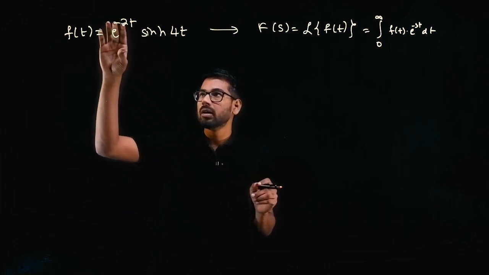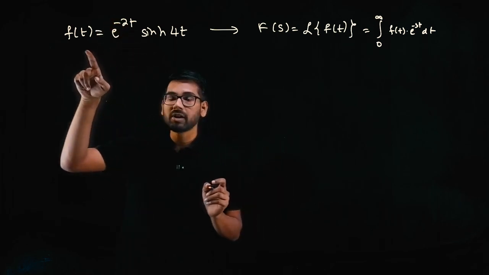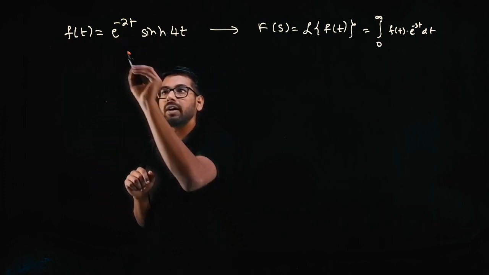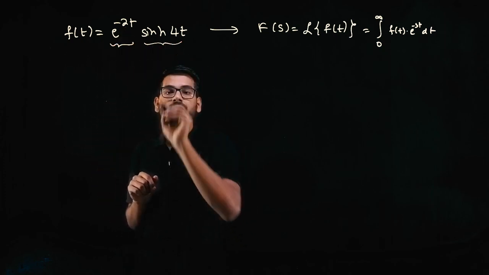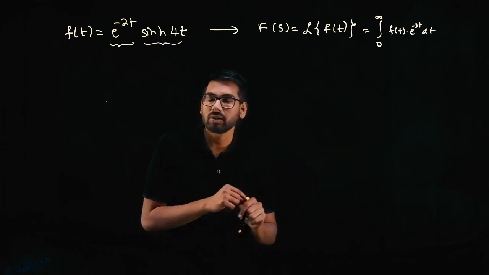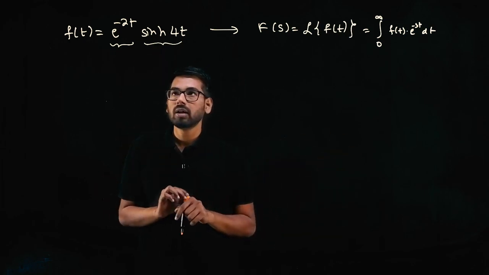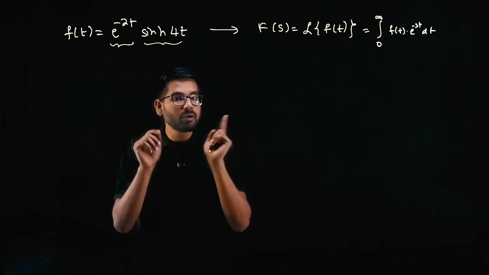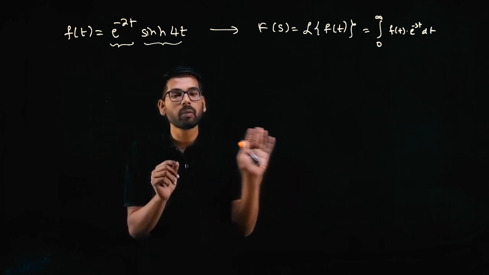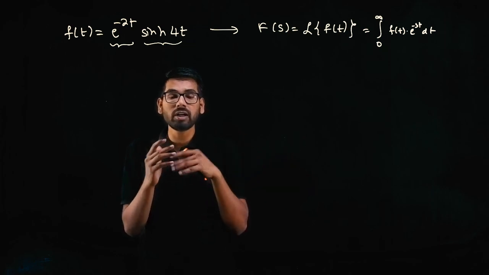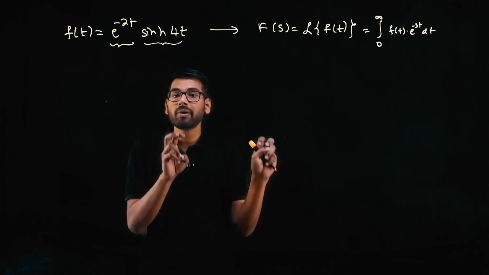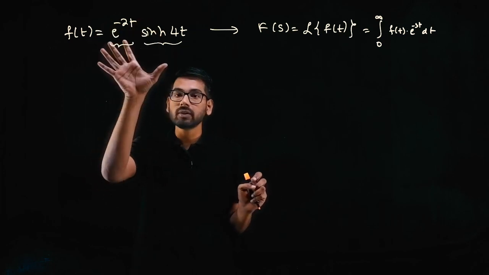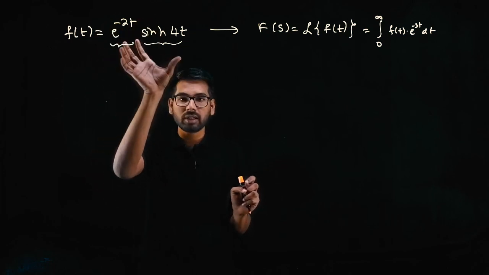So here the given function is e power minus 2t into sine hyperbolic 4t. So we have an exponential function and a hyperbolic function, and we need to find the Laplace transform of the product of these. Laplace transform of a product needs a property that we use somewhere else, but here we don't actually need to use that property.